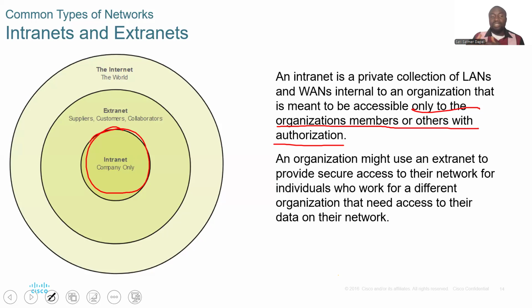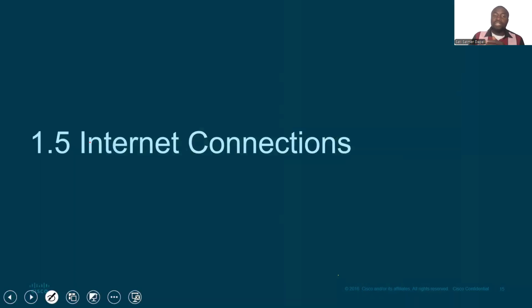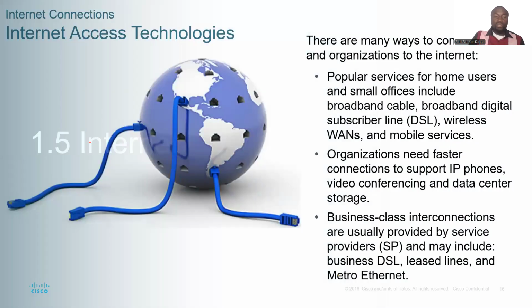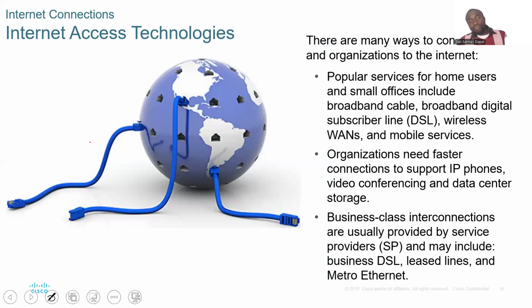Then you have the internet, because the internet now connects different LANs. How about internet connections? How do you connect to the internet? There are actually many ways to connect users and organizations to the internet. A popular service for home users is the small office broadband router, so you can just carry your SIM router and you are connected to the internet, or your MiFi.